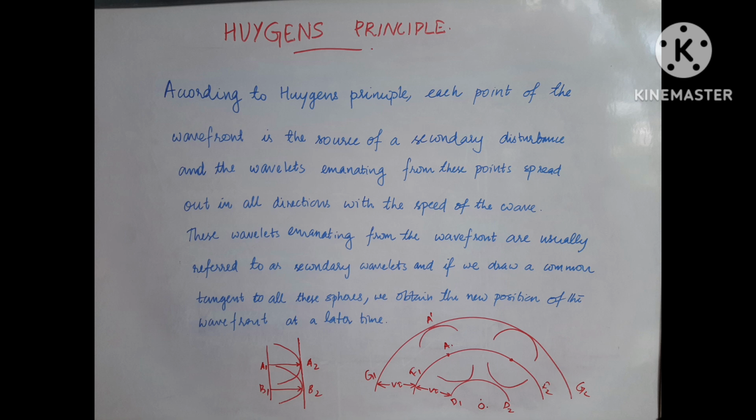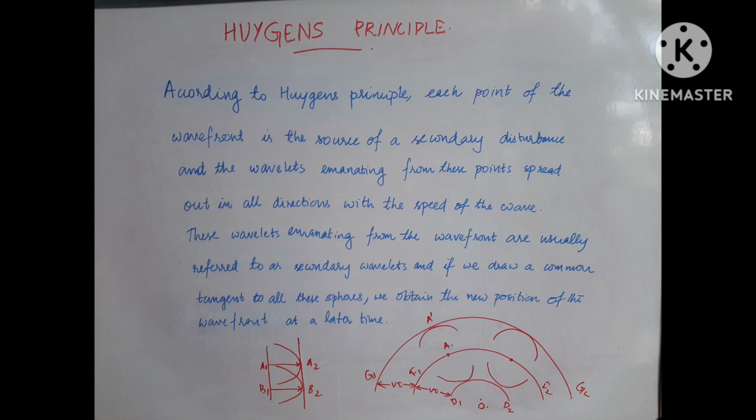Then Huygens says that these wavelets emanating from the wavefront are usually referred to as secondary wavelets, and if we draw a common tangent to all these spheres, we obtain the new position of the wavefront at a later time. So in order to create another wavefront, we have to draw circles, because it starts from the point at time t and spreads in all directions, so we can draw circles around the point.